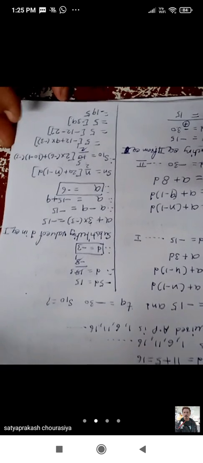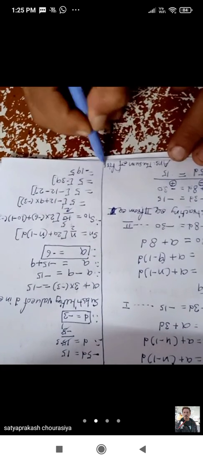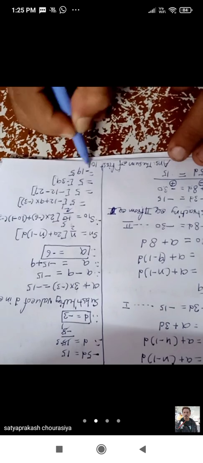So this is the answer. You got the answer. What is its sum? Minus 195. It's clear now. Now write down the answer in words. Answer: the sum of first 10 terms in the given AP is minus 195. It's clear now.